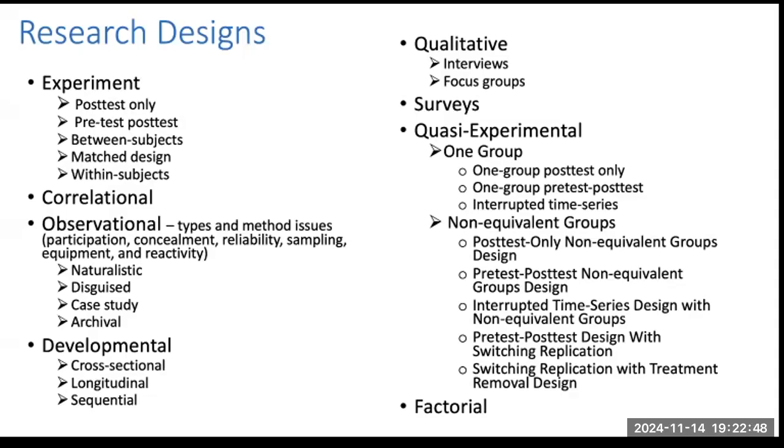We have correlational studies, which are purely quantitative. We have observational studies, different types. Naturalistic means that they're in their environment where you would find them on a daily basis. Disguised means that they don't see the researcher at all. Case studies are also considered observational. In a case study, you're looking at just one person, examining what's happening to them. This is qualitative. And then archival research entails getting publicly available documents or primary source documents and making observations through that.